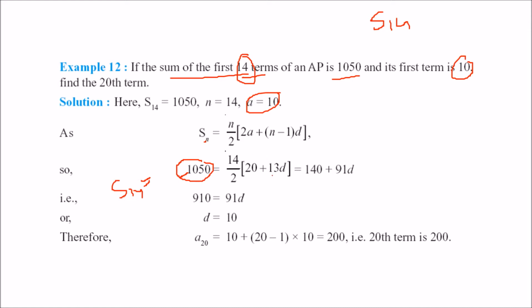So 14 by 2 into (2a plus (n minus 1) into d). So d comes up to 10. Now we have to find what? We have to find the 20th term. So a20 will be equal to a plus (20 minus 1) into d.